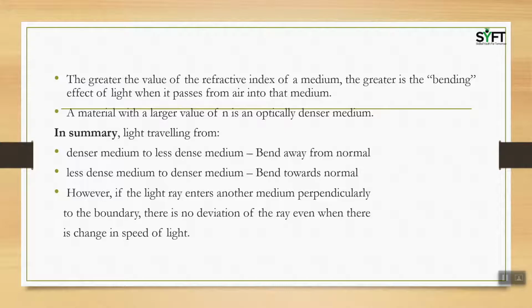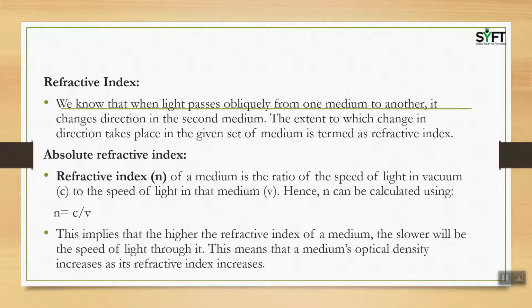If the light ray enters the medium perpendicular to the boundary, or to the surface where the refraction occurs, then there will be no deviation of the ray even if there is a change in the speed of light. So now you understand? Let us know about absolute refractive index.